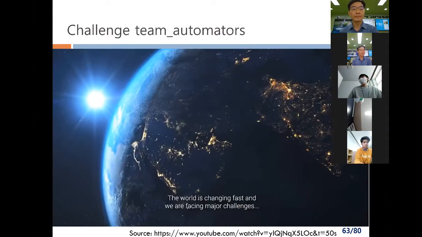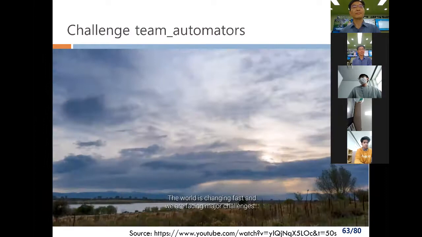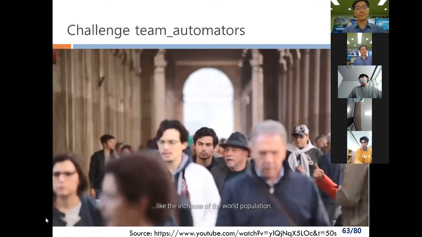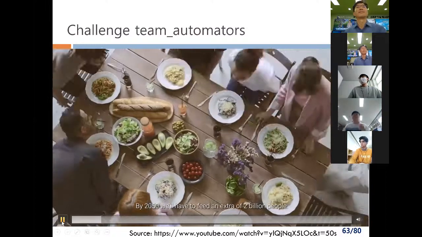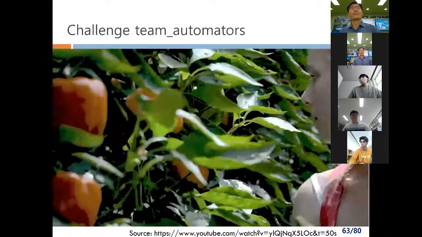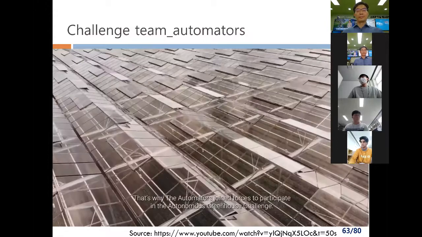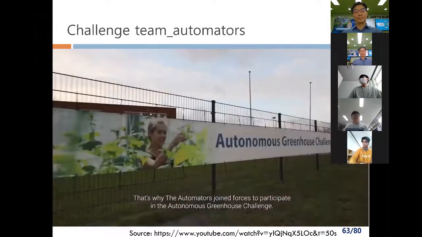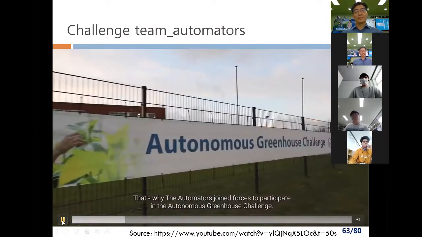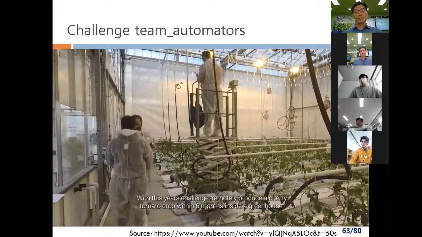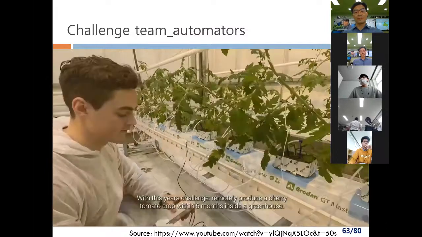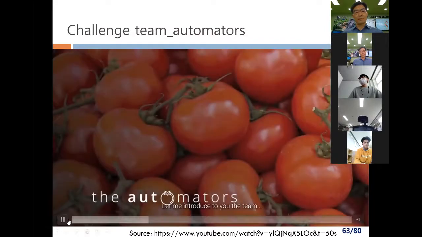The world is changing fast and we are facing major challenges, like the increasing of the world population. By 2050, we'll have to feed an extra 2 billion people. That's why the automators joined forces to participate in the Autonomous Greenhouse Challenge. With this year's challenge, remotely produce a cherry tomato crop within 6 months inside a greenhouse. Let me introduce to you the team.